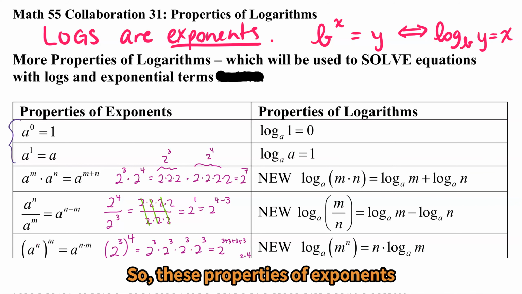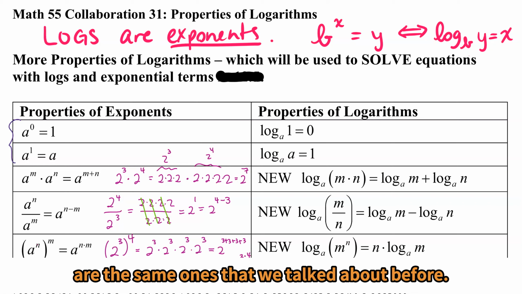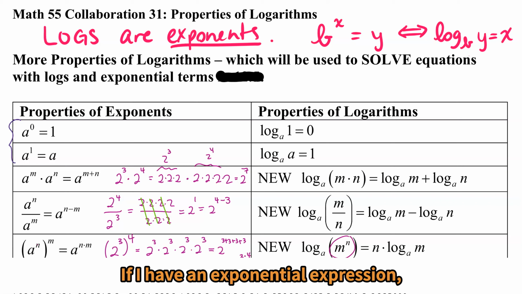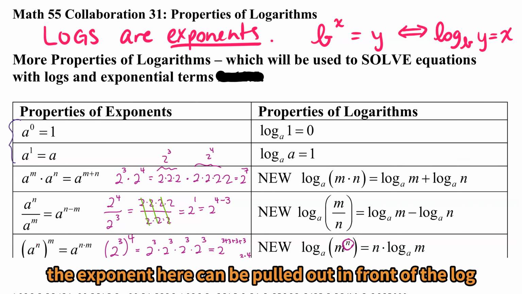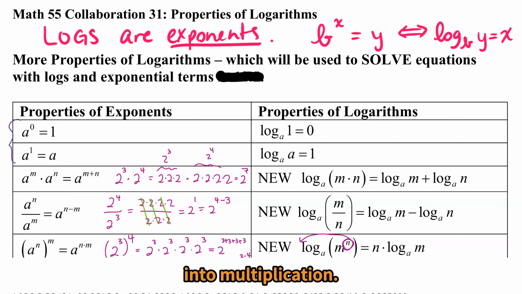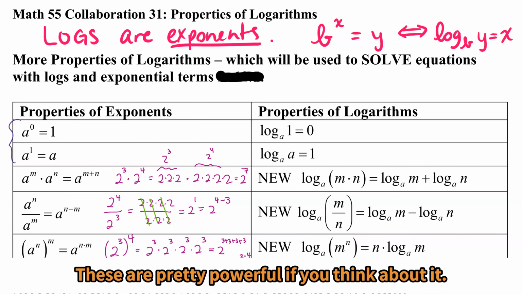So these properties of exponents are the same ones that we talked about before. And we have the corresponding log function. If I have an exponential expression, the exponent here can be pulled out in front of the log. So we can simplify this exponential expression into multiplication. Now these are pretty powerful if you think about it.